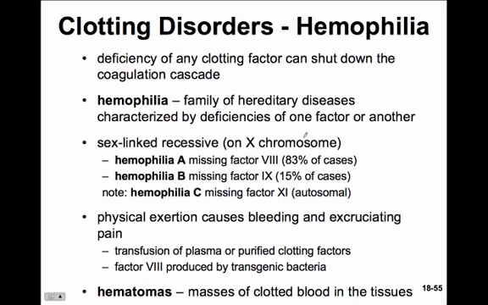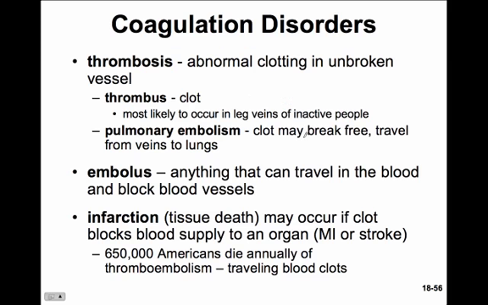Hematomas are masses of clotted blood in tissues. They're bruises, basically. They're also a family of coagulation disorders, like thrombosis, which is abnormal clotting in an unbroken vessel. A thrombus is a clot, and they most likely occur in leg veins of inactive people. Again, if the blood flow slows down enough, remember thrombin isn't dilute enough, and thus it can initiate clotting.